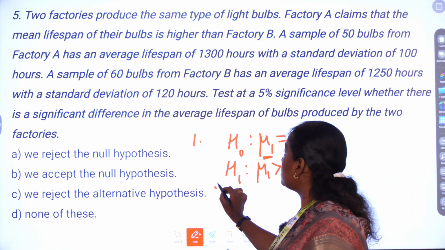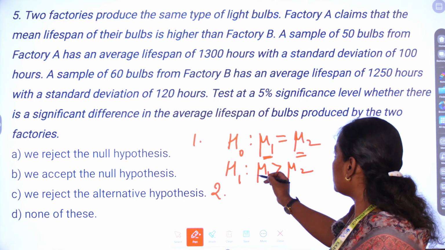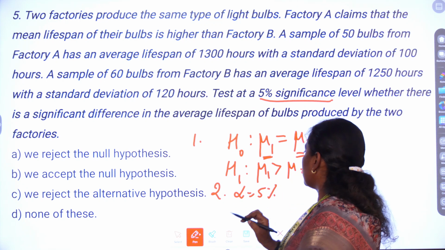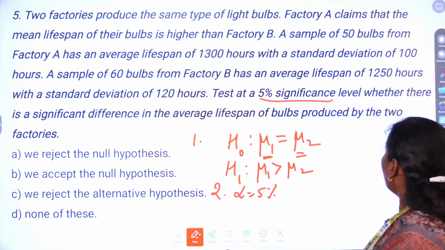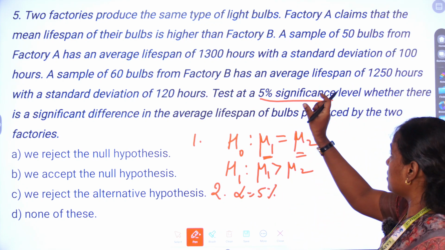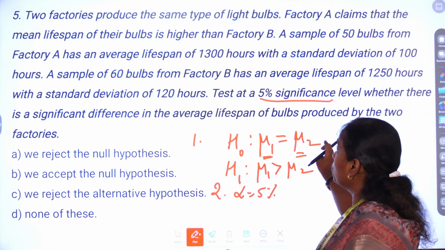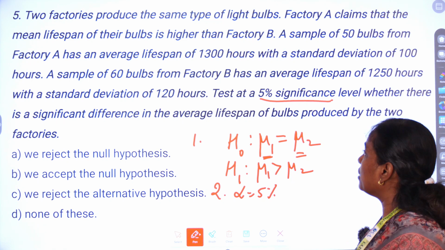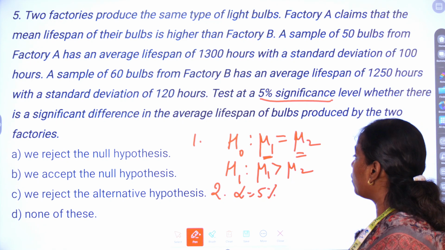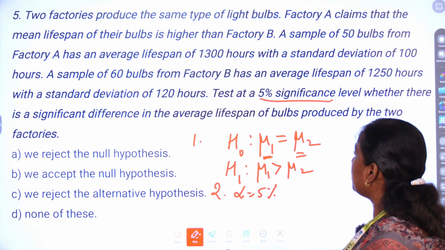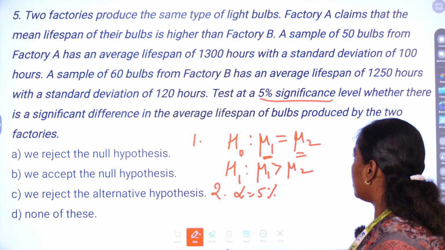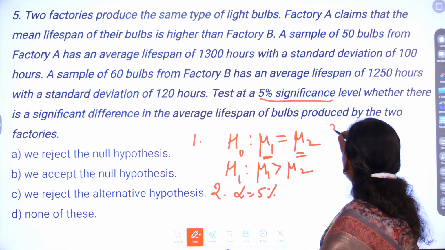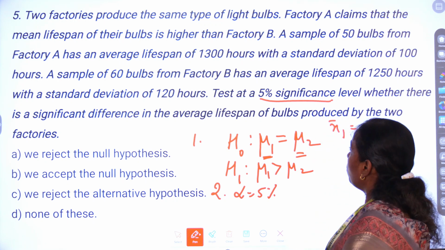Now next, we have to fix our level of significance. They have given us in the question alpha is equal to 5%. Next, for the first two sentences we have written the hypotheses. Now the next sentence is, a sample of 50 bulbs from factory A has an average lifespan of 1300 hours with a standard deviation of 100 hours, right? So what is being said? X1 bar is equal to, what is our X1 bar?